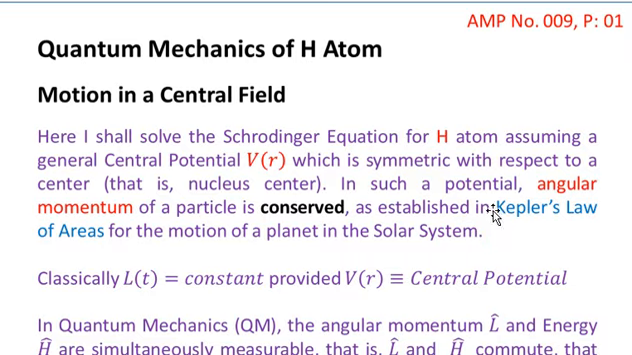In such a potential, angular momentum of a particle is conserved. So you see that this is the important property that is connected with the central potential, that is the angular momentum of a particle is conserved, as established in Kepler's laws of areas for the motion of a planet in a solar system. Classically speaking, orbital angular momentum as a function of time is constant provided V of R is the central potential.